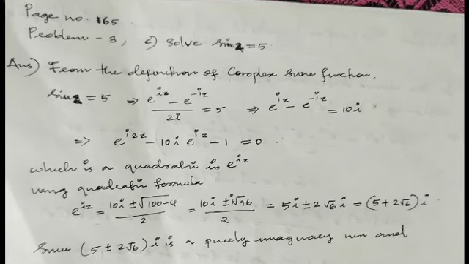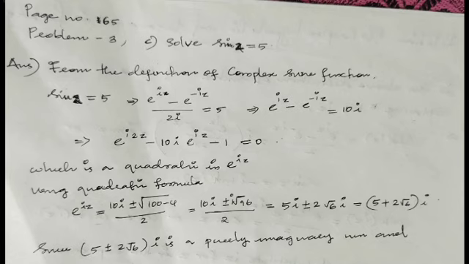Hello all. We will be starting with page number 65, problem 3, part C. Solve sin z is equal to 5. From the definition of the complex sine function, sin z is equal to e raised to iz minus e raised to minus iz divided by 2i.